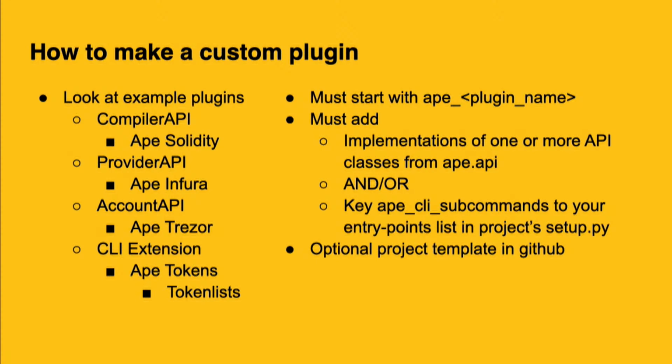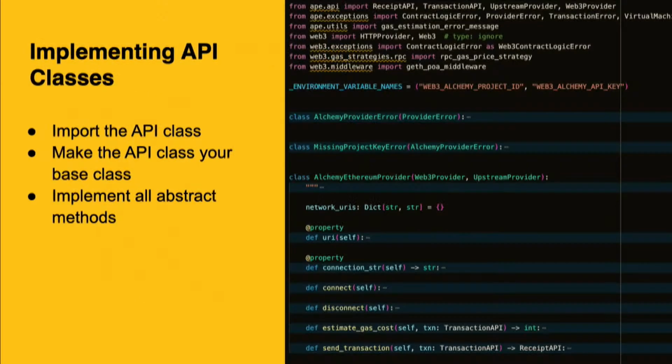So here are the bare minimum requirements, right? You've got to start with ape underscore, then give your plugin name, generally whatever the plugin is about. And then you pick your own adventure here. This is an and/or. You can do both things, or you can choose to do one thing, but you've got to implement one or more API classes from the ape.api module, and/or make a subcommand and point it to your entry points in your project setup. If you're looking for ways to organize your file set and look at the standard that we've already created, we actually have an optional project template in GitHub that you can utilize.